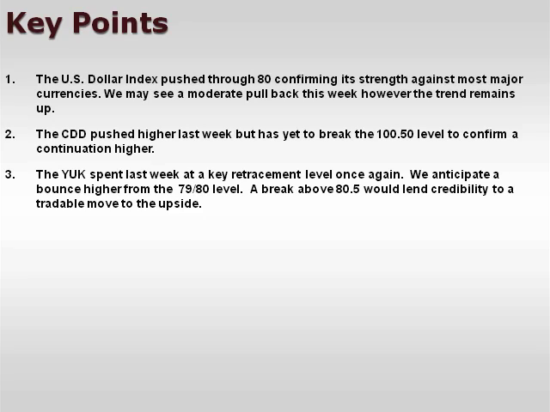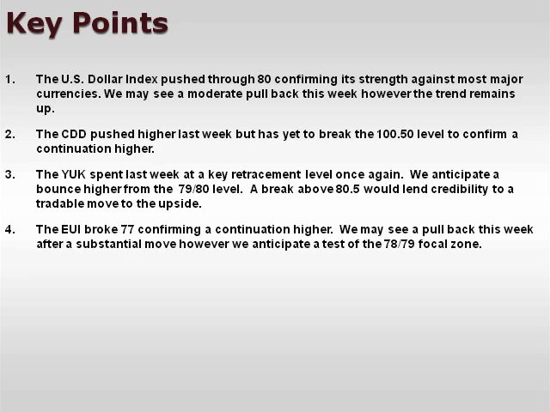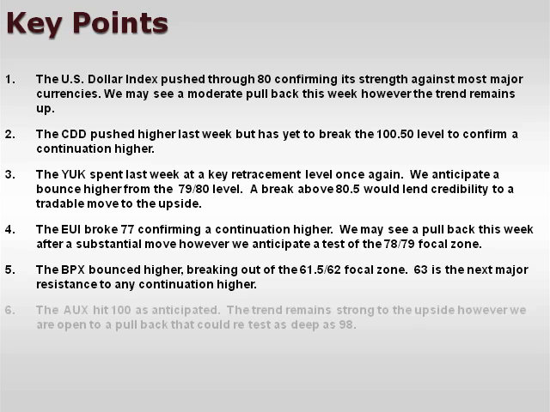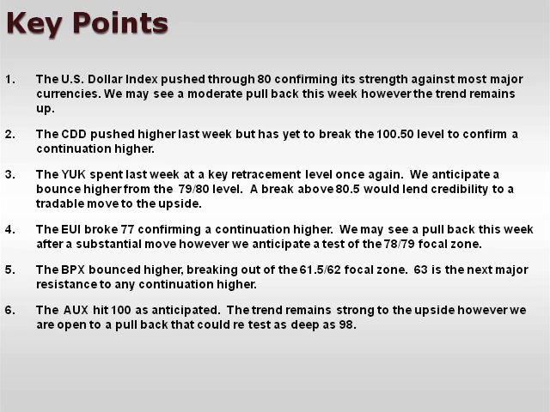The EUI broke 77, confirming a continuation higher. We may see a pullback this week after a substantial move. However, we anticipate a test of the 78-79 focal zone. The BPX bounced higher, breaking out of the 61.5, 62 focal zone. 63 is the next major resistance to any continuation higher. The AUX hit 100 as anticipated. The trend remains strong to the upside. However, we are open to a pullback that could retest as deep as 98.